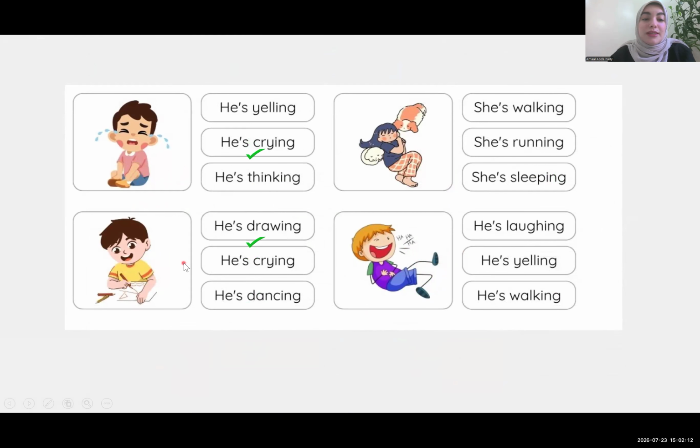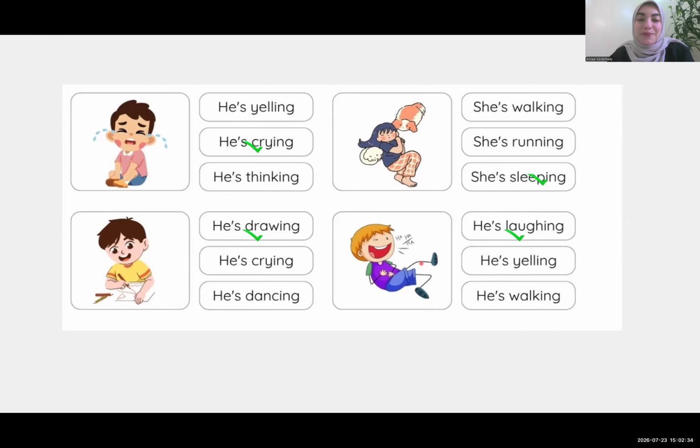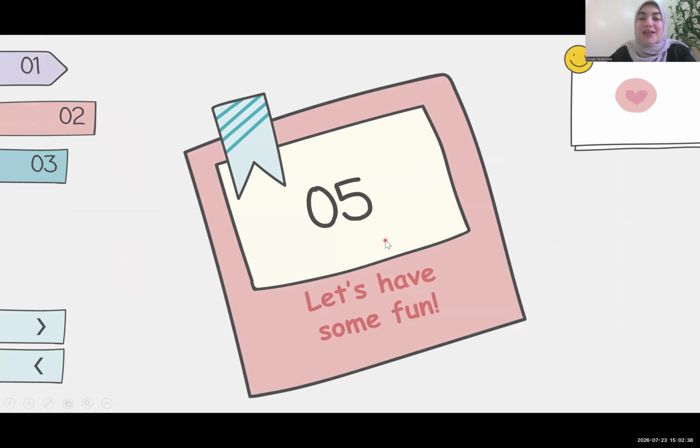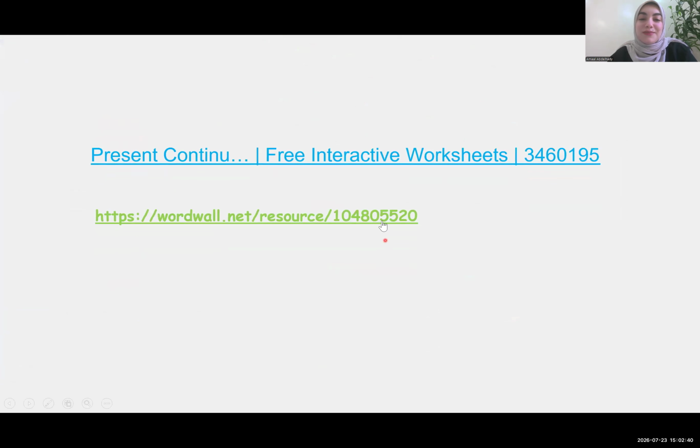And this one is drawing. Look at this picture. He is drawing a picture right now. And what about this girl? Yes, she is sleeping at the moment. And the final one, look at this boy. Yes, he is laughing. Great job. Excellent, excellent work. Okay, now let's have some fun. Let's answer some questions.